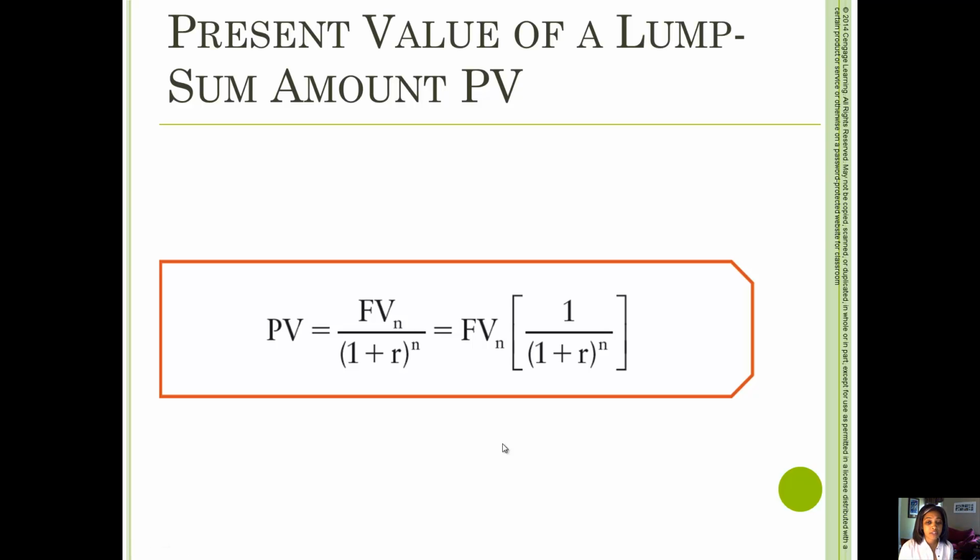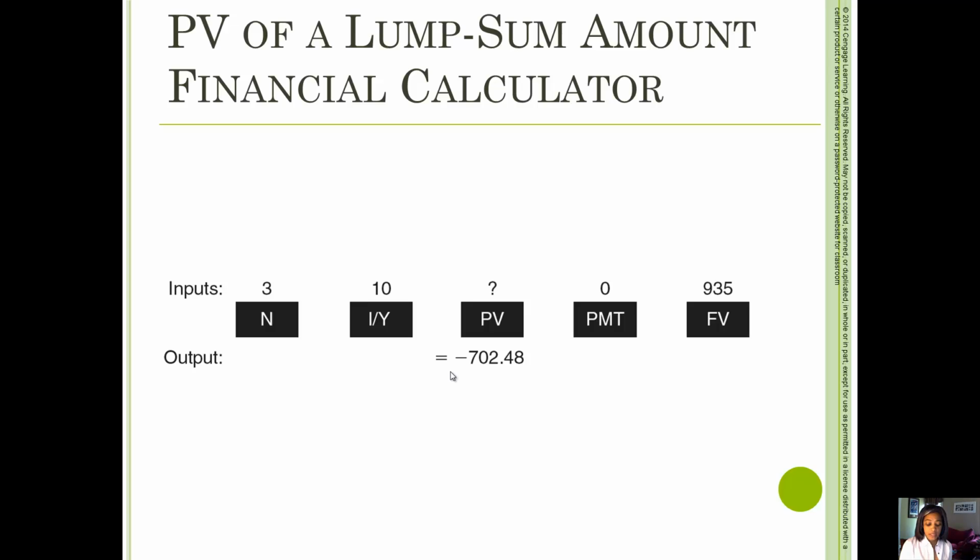Just as we did with future value, let's take a look at the formula. The present value is just the future value divided by 1 plus r raised to the nth power. In the calculator, using that example of the 935, we're going to plug in 3 for n, 10 for the interest rate, 0 for payments, 935 for the future value, and then we're going to solve for the present value. So what this is telling us is that we would have to invest $702.48 today at 10% for 3 years in order for it to grow to $935.